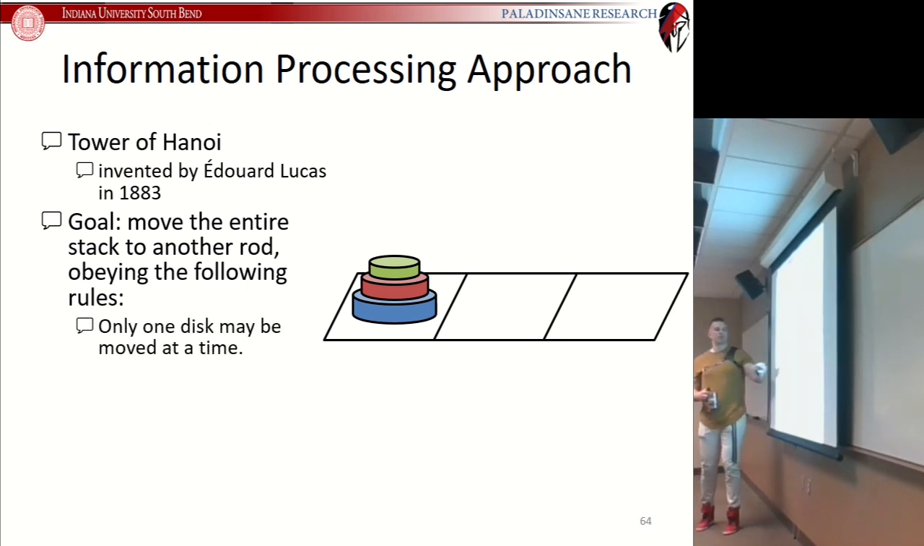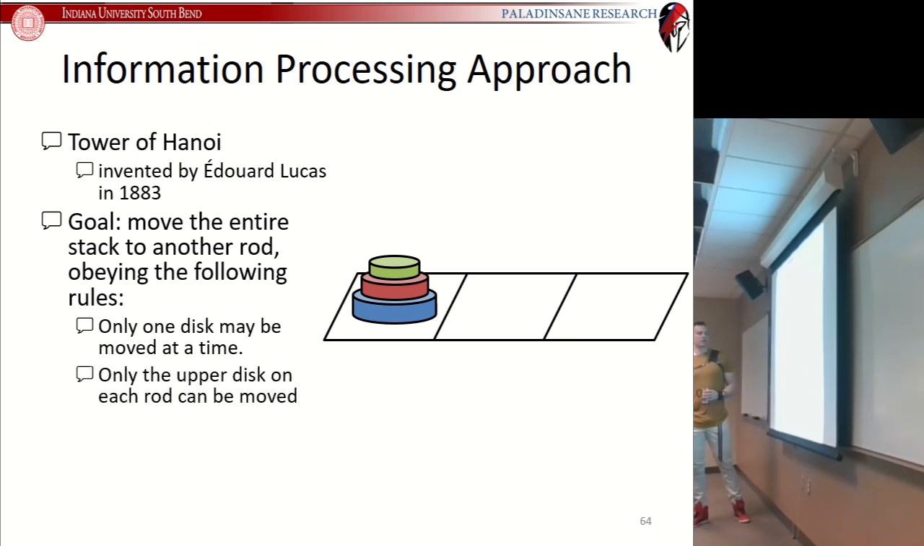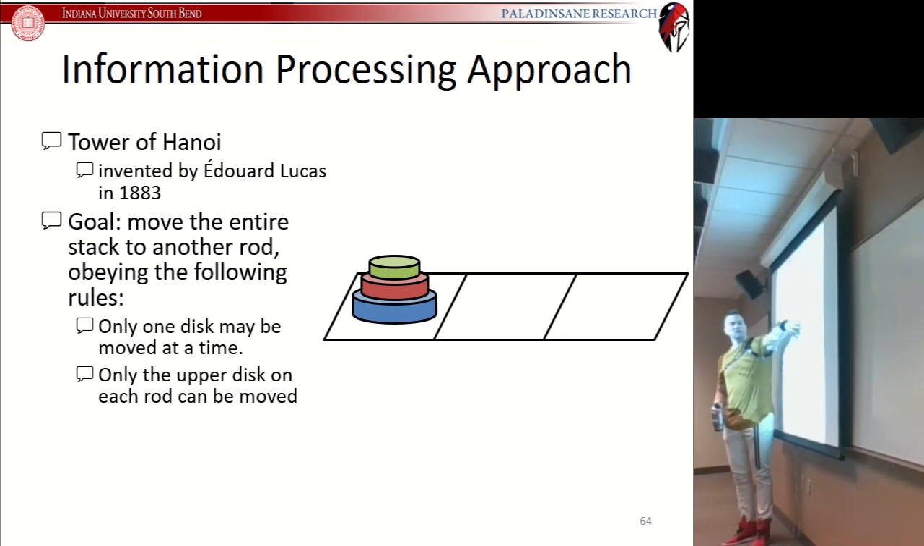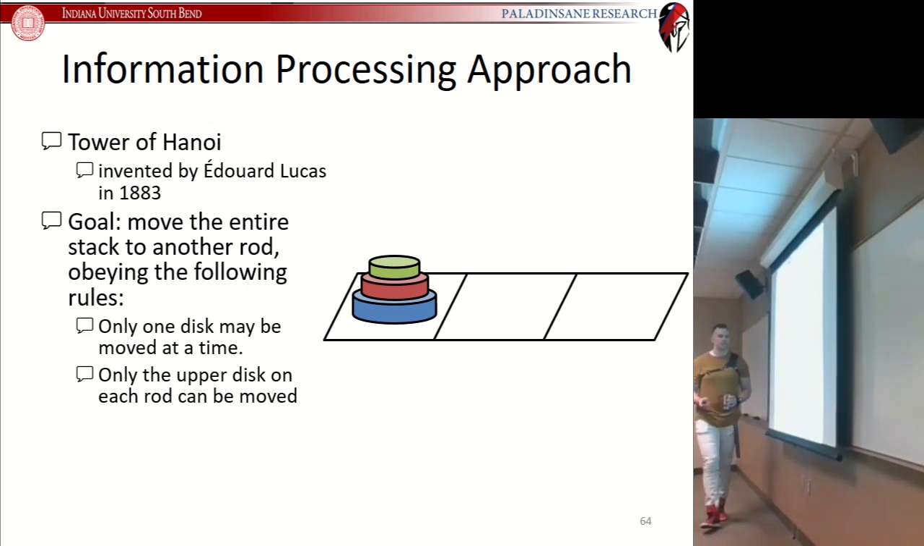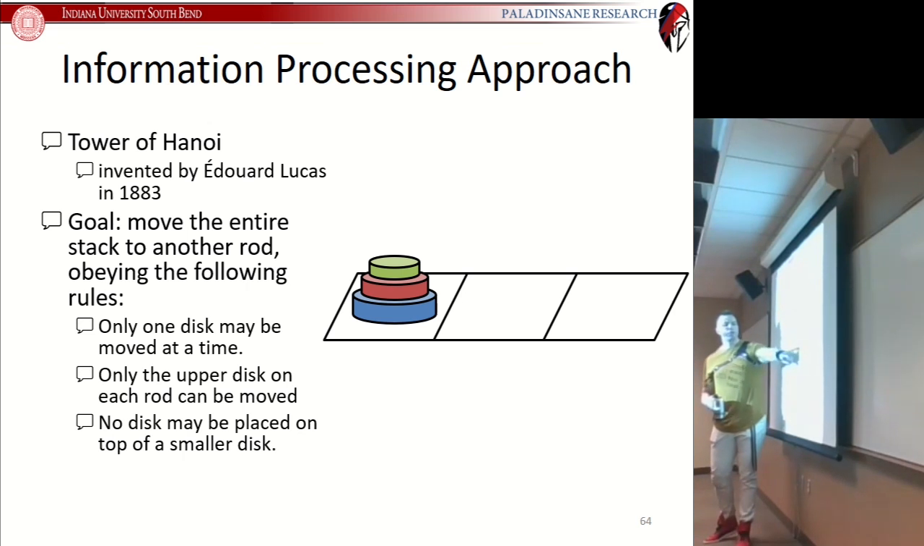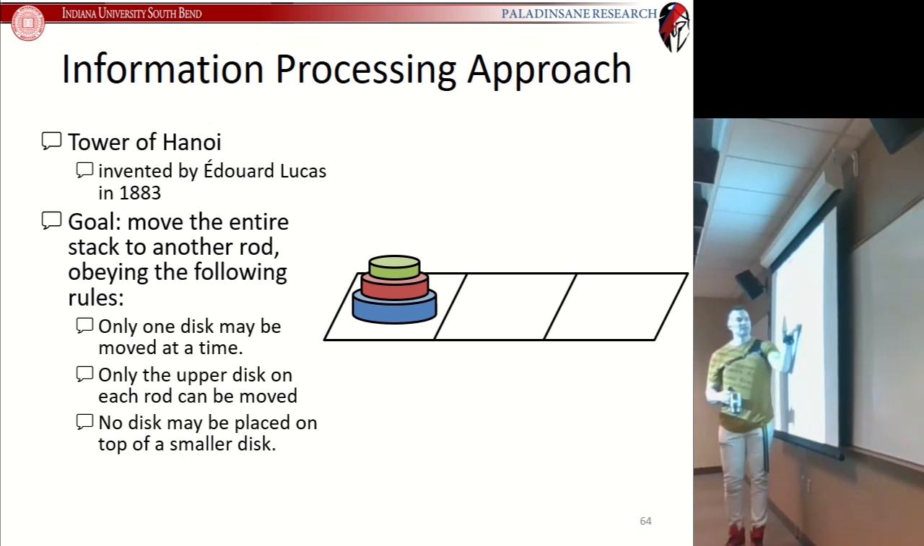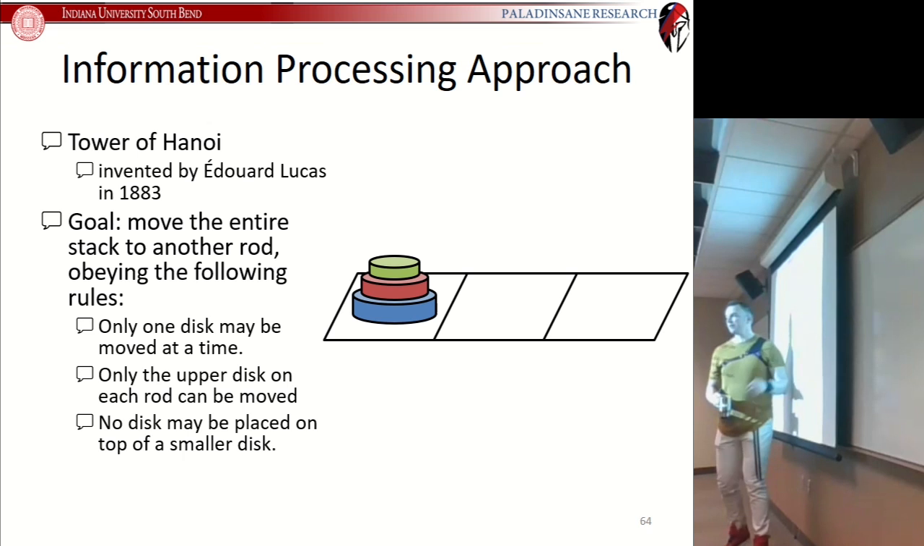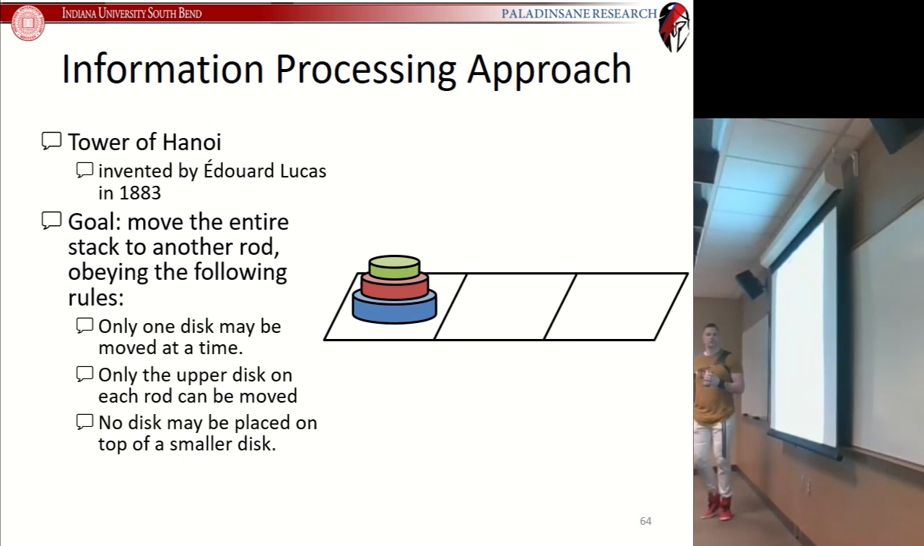So the rules are you can only move one disk at a time. So you can only pick up one disk and move one disk at a time. The next one is that only the upper disk on each rod can be moved. So in this case, all you can do is grab that green disk and move it. You can't grab the red one. It's just the top one on each stack. And then finally, no disk can be placed on top of a smaller disk. So they have to be stacked like a pyramid at all times, stacked like a tower. So you can never put the red disk on top of the green. And the question is, how do you move this entire stack so it goes into either one of these other two spaces following those rules?